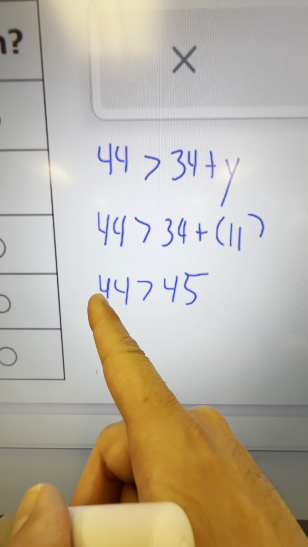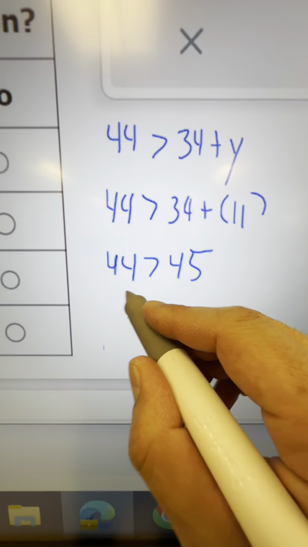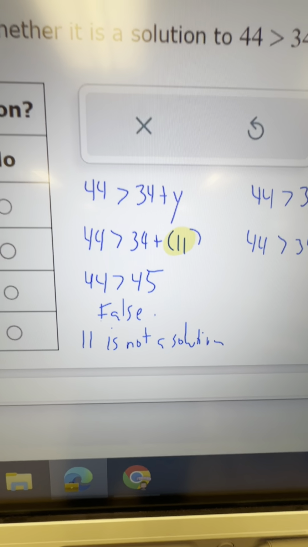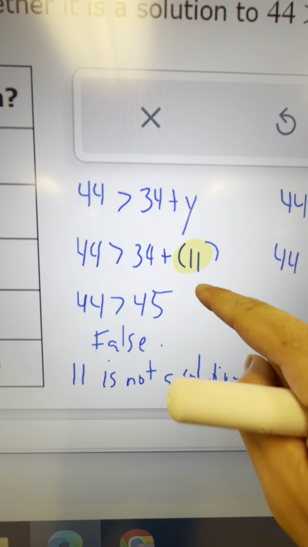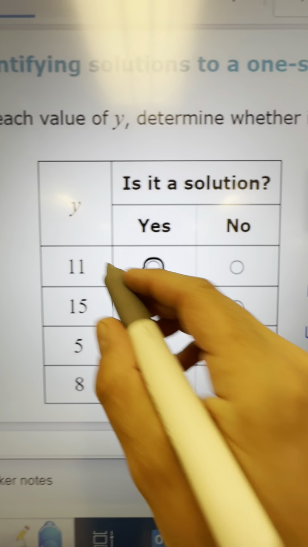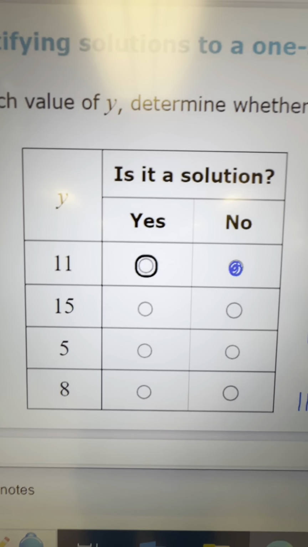And I read this, 44 is greater than 45. 44 is greater than 45 is actually false. So if that is false, that means this value that I just put in place of y is not a solution. So 11 is not a solution. So I'd go over here to my table, 11, is it a solution? No.